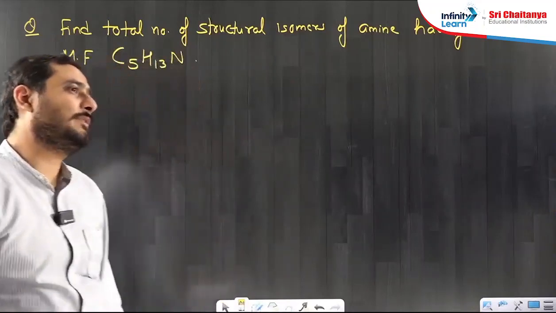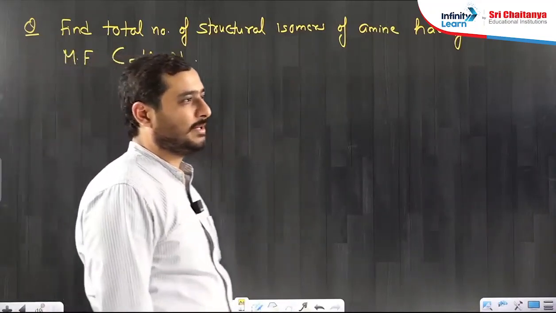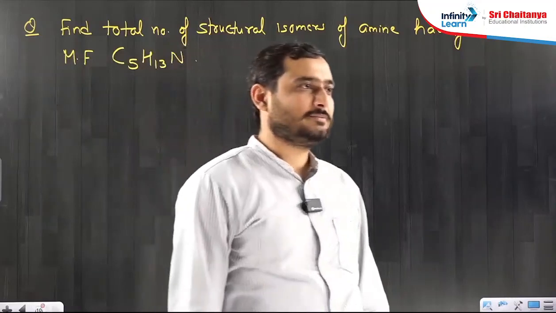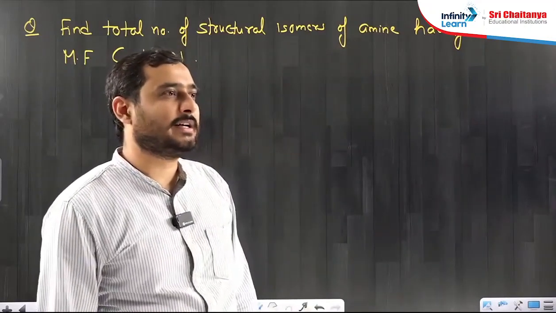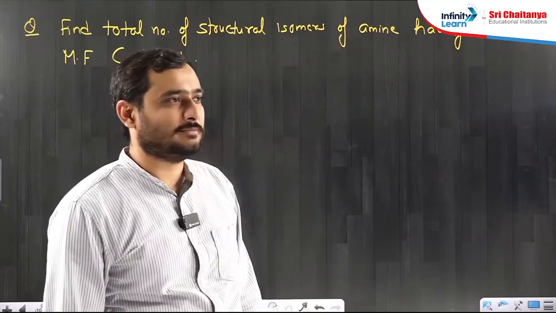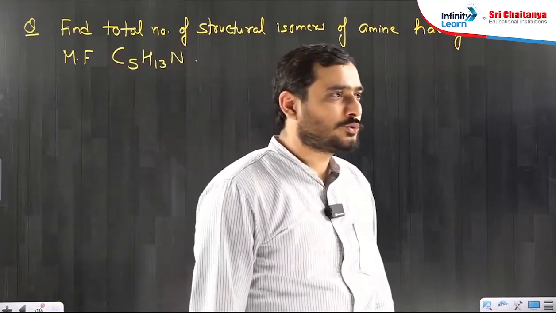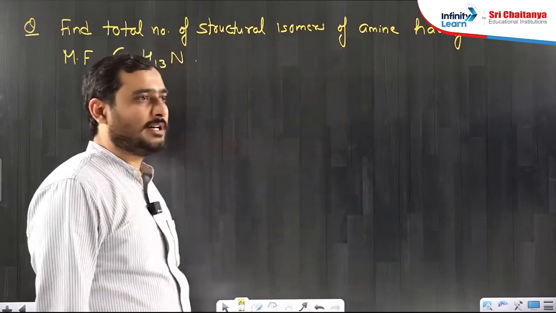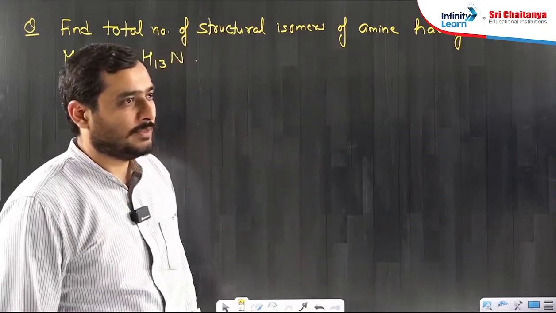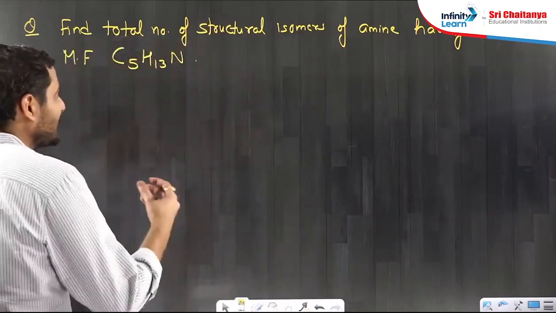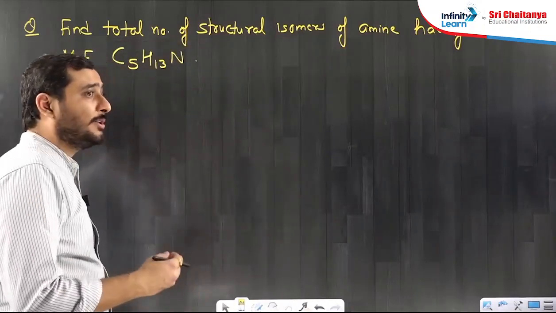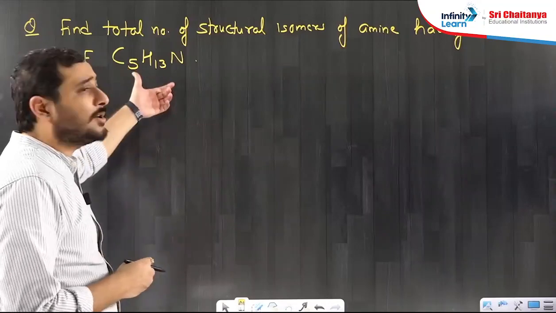So the total answer you are getting is 8 plus 6 plus 3. 8 are primary, 6 are secondary and 3 are tertiary. Total 17. 1 or 2 students are telling correctly, 8 plus 6 plus 3. Very good. Total how many isomers are there? 17. Now let us start. Now this is an important question. This is in NCERT also.